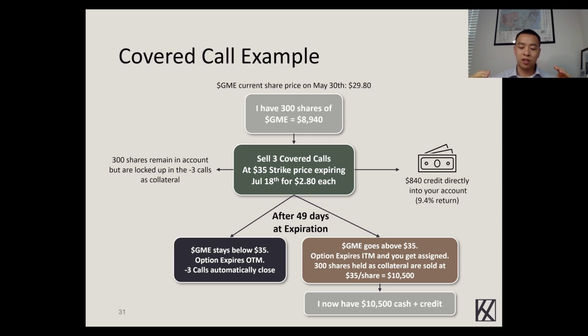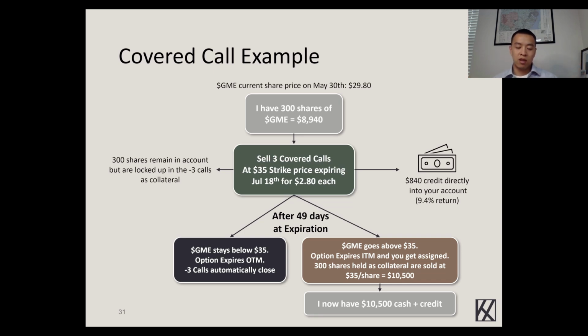After 49 days at expiration, so boom, we skipped 49 days and we're at expiration. There's 2 scenarios. Scenario 1, GameStop stays below $35, which is great. My options are now worthless because GameStop's share price is below 35, and my 3 negative calls expire out of the money and automatically close at expiration. I don't have to do anything. I get to keep the credit, and boom, bam, done. My 300 shares are unlocked. I can do whatever I want with them. So that's great. That's scenario 1.